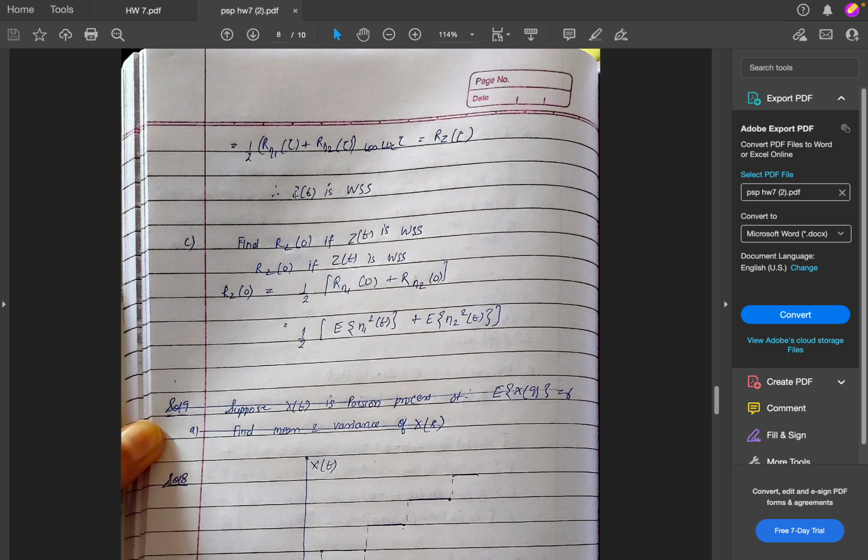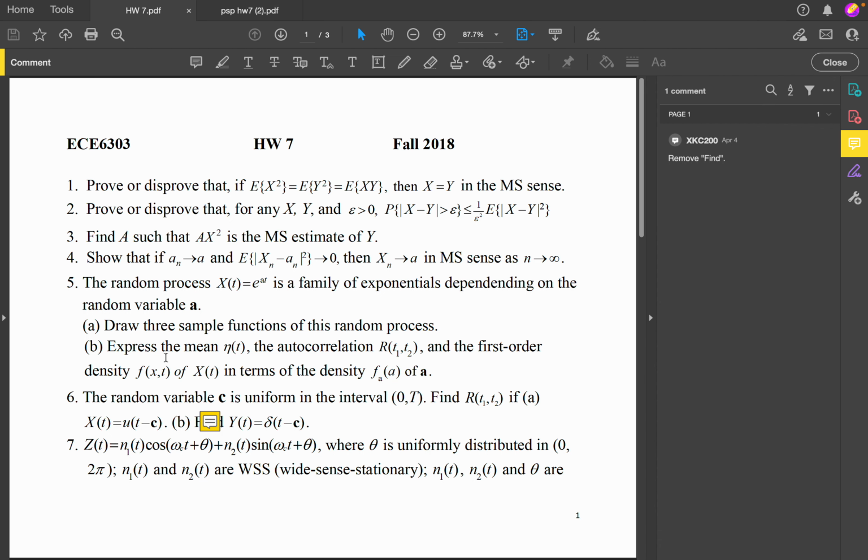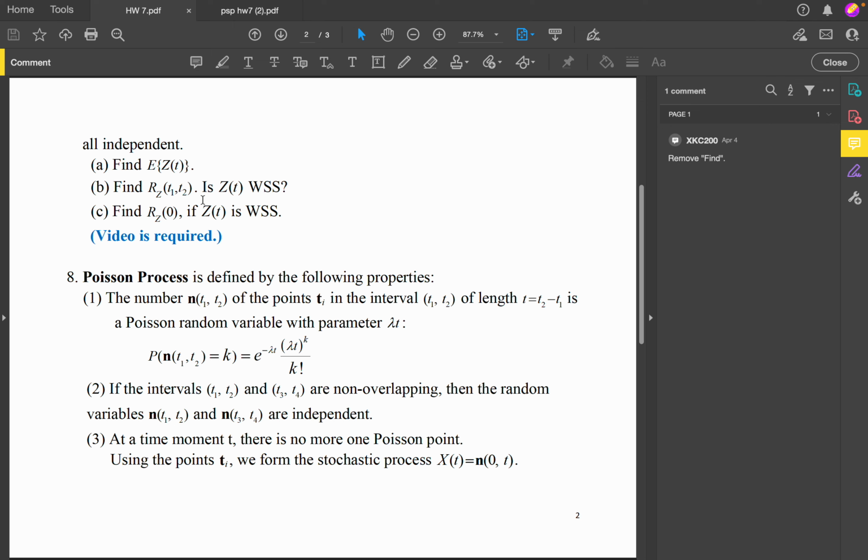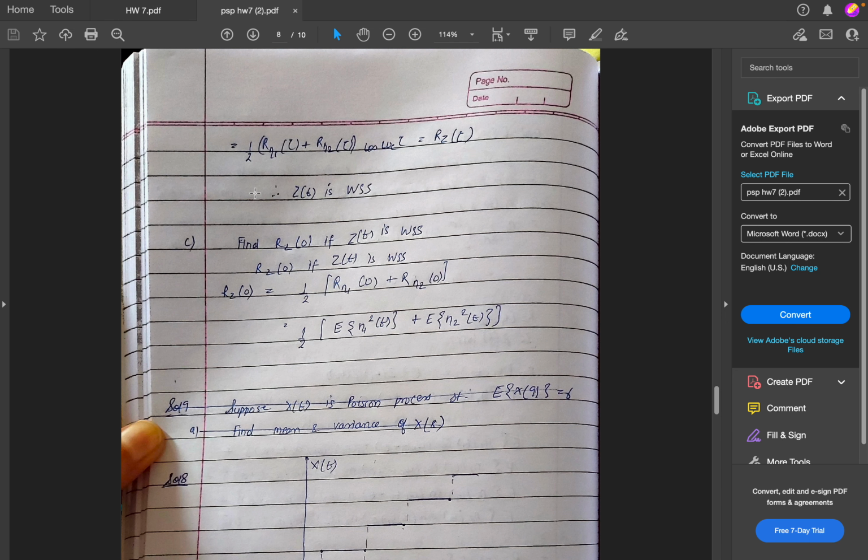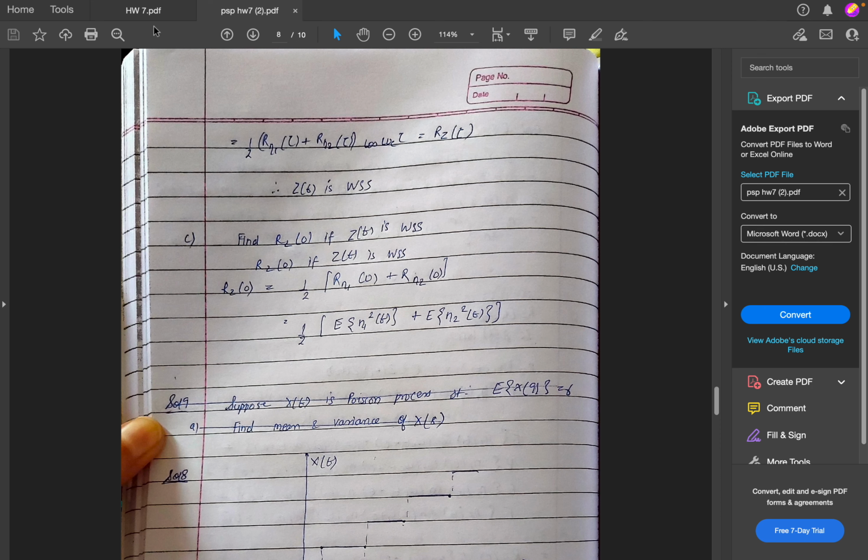So we know that z(t) is WSS, which is what was asked for the second part. So that was for the second part.